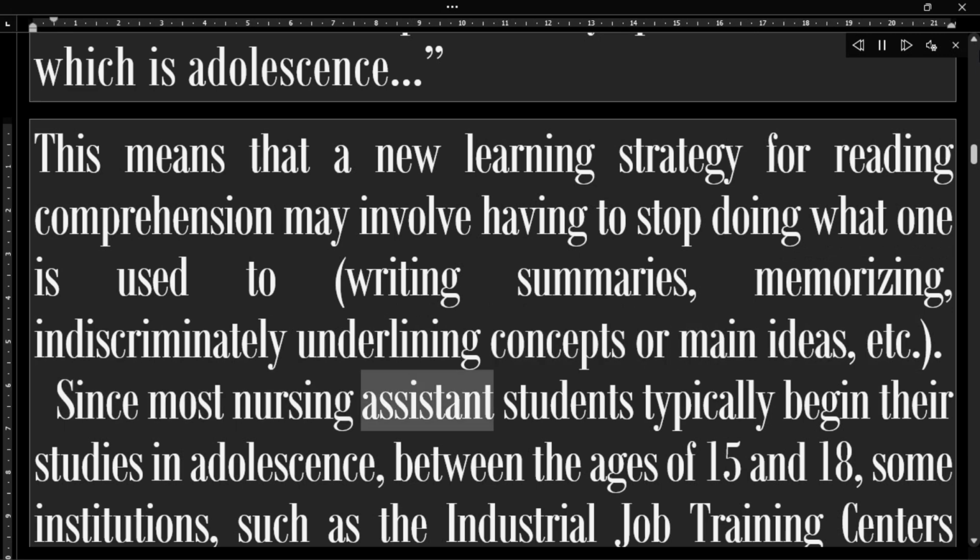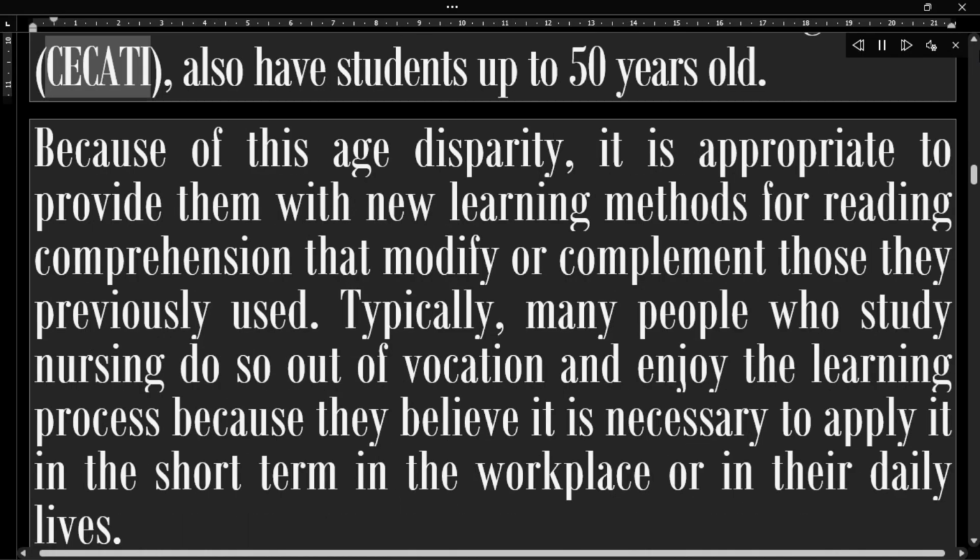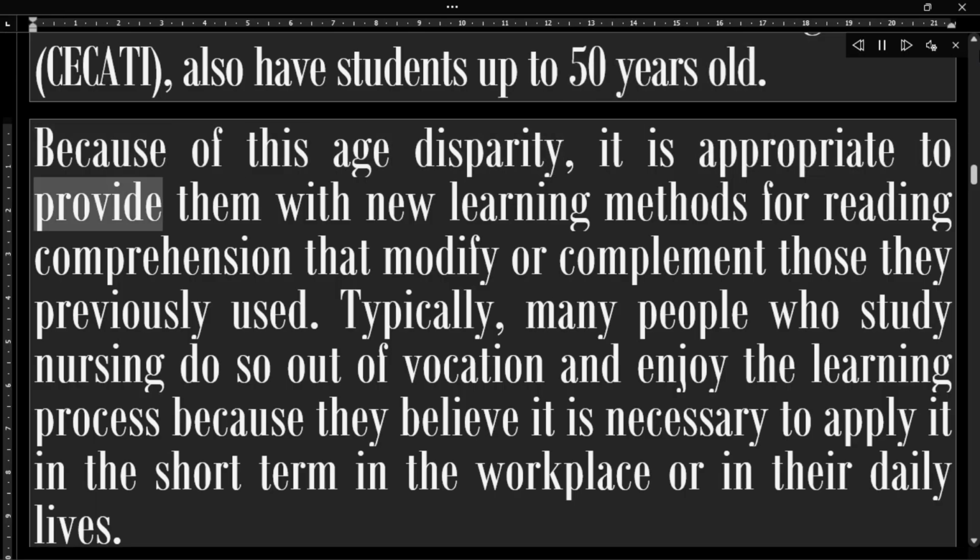Since most nursing assistant students typically begin their studies in adolescence, between the ages of 15 and 18, some institutions, such as the Industrial Job Training Centers, SICATI, also have students up to 50 years old. Because of this age disparity, it is appropriate to provide them with new learning methods for reading comprehension that modify or complement those they previously used.